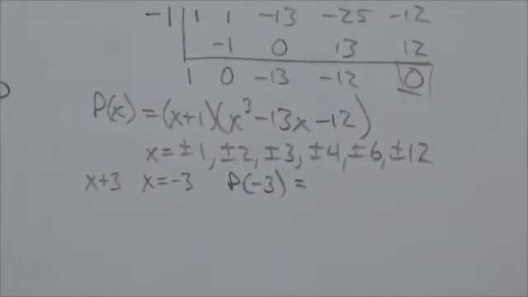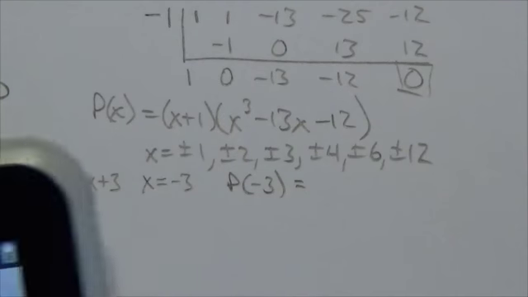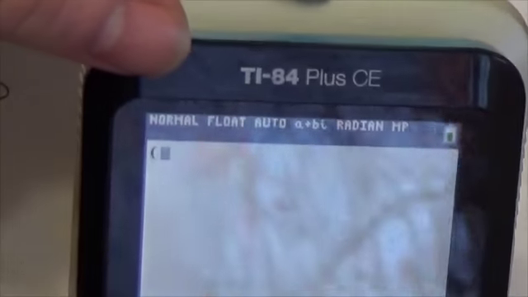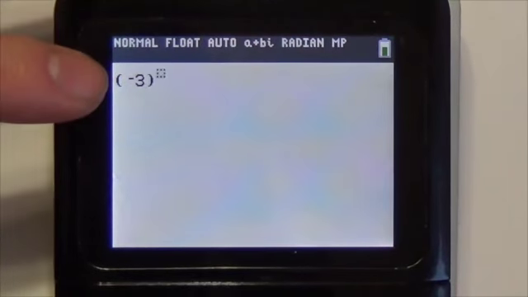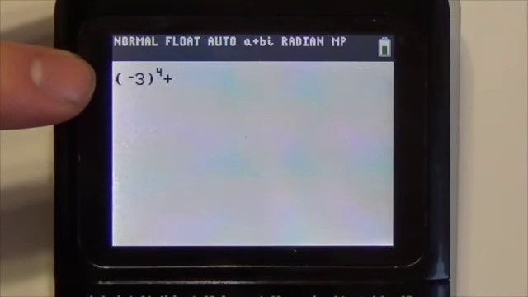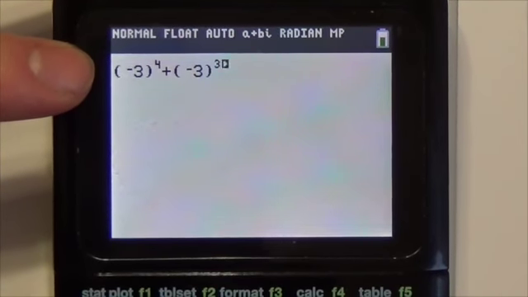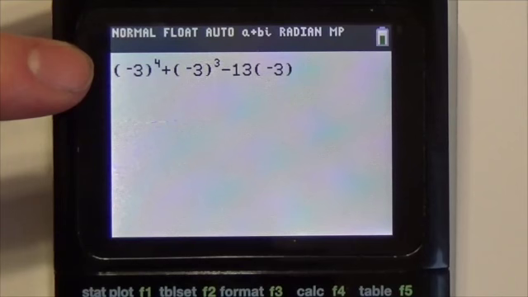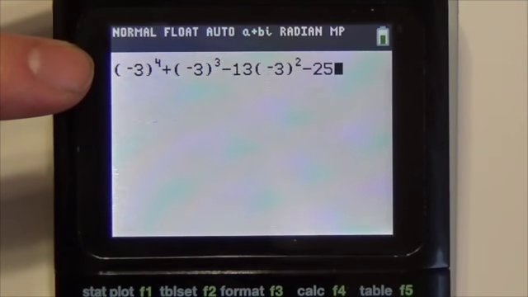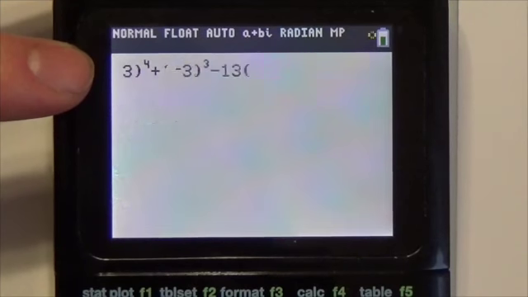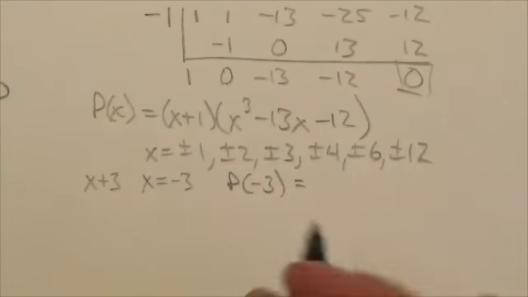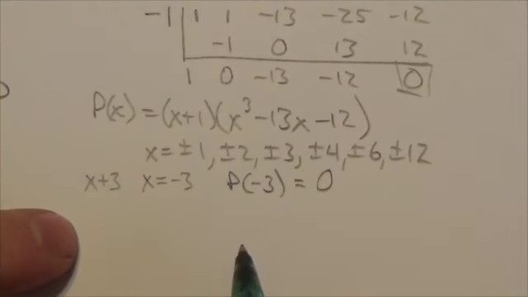Now I'm already pretty sure that's going to be a 0 here. But what I'll do is go to my calculator and enter that in. So what have I got here? I'll put in negative 3 to the 4th power plus negative 3 cubed minus 13 times negative 3 squared minus 25 times negative 3, and then minus 12. Oh, and look at that. I got a 0. That's fantastic. So I know that x plus 3 is a factor.